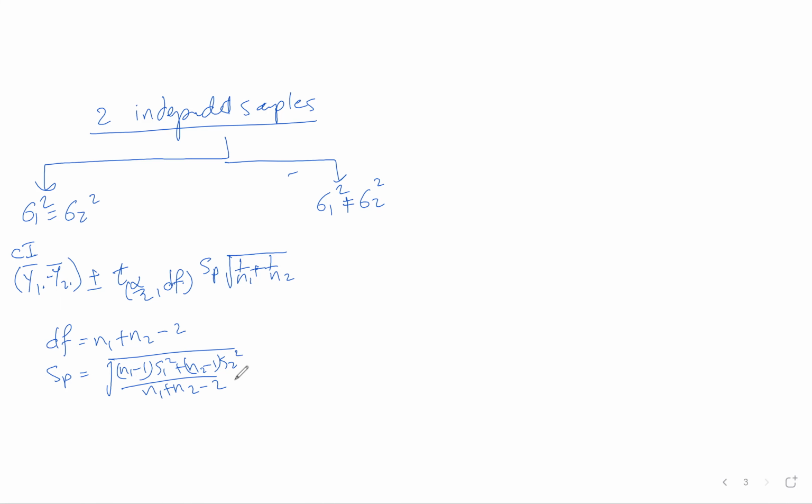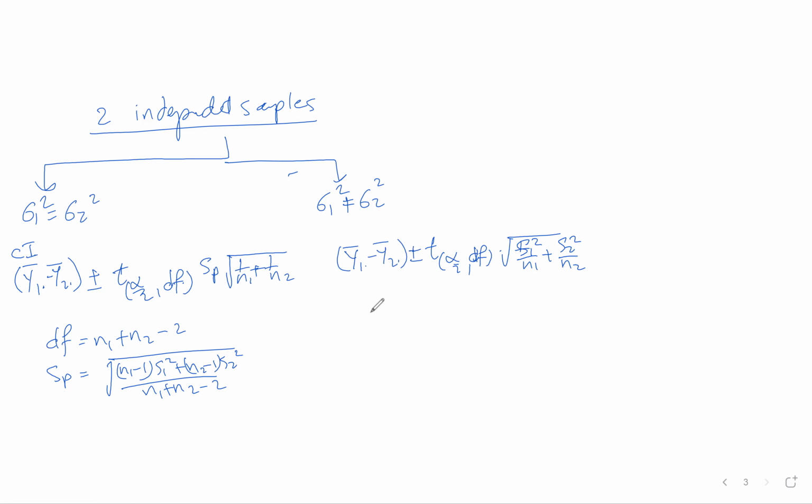But if I assume sigma 1 squared doesn't equal sigma 2 squared, the confidence interval is y1 dot bar minus y2 dot bar plus or minus t at alpha over 2 and degree of freedom, times the square root of s1 squared divided by n1 plus s2 squared divided by n2.